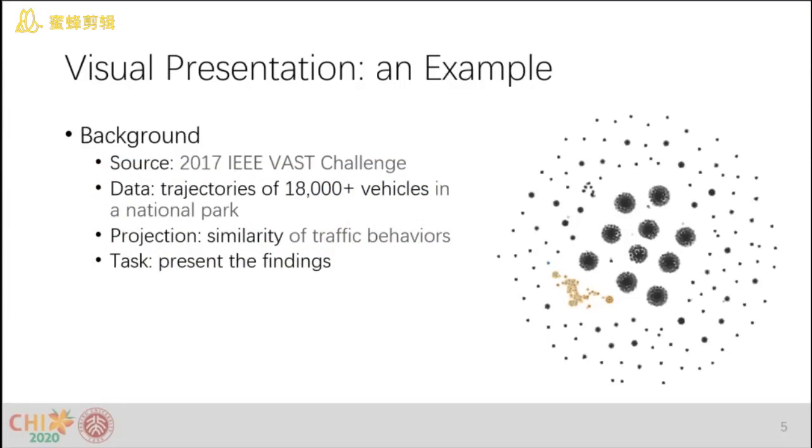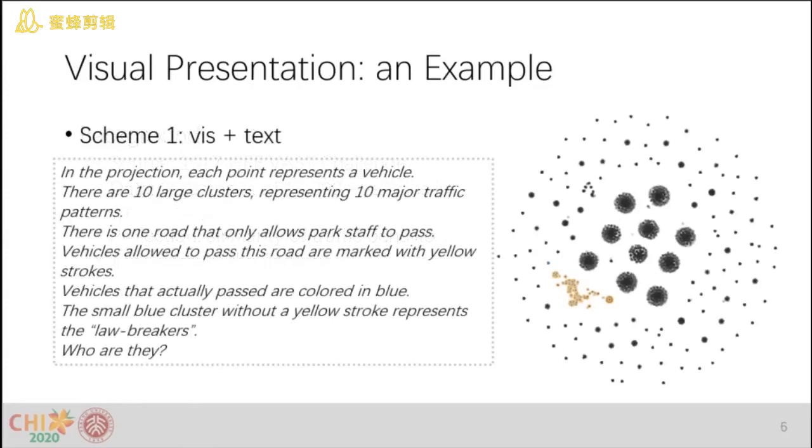Now, this is a dimension-reduced projection. It depicts the traffic behaviors of over 18,000 vehicles in a national park. I will present our findings in several ways. First, let's pause for a moment to read. Can you find everything mentioned in the text? I guess it takes time, right?